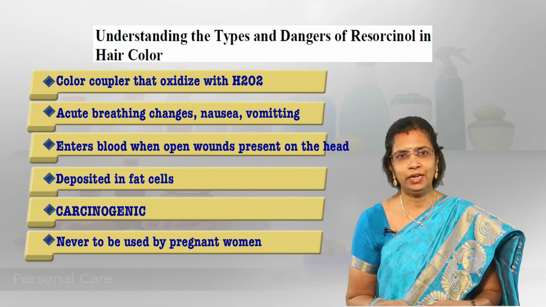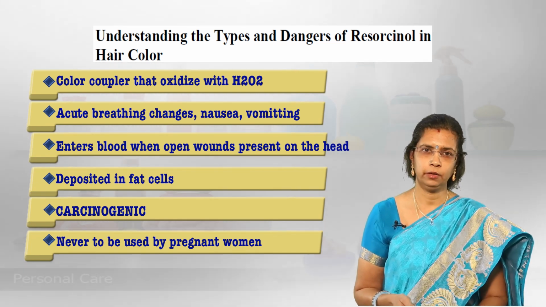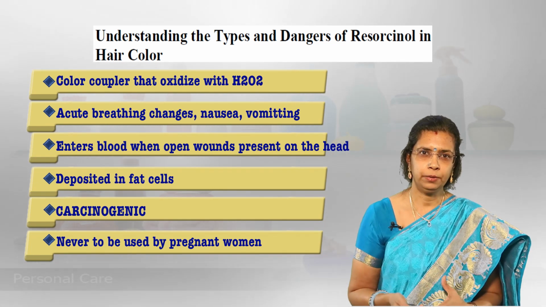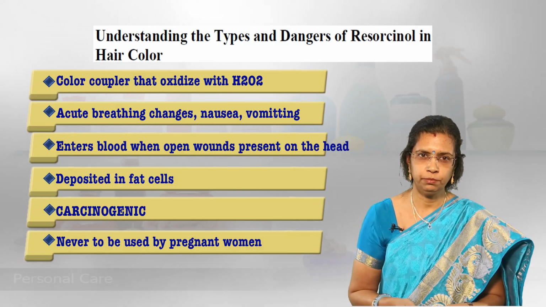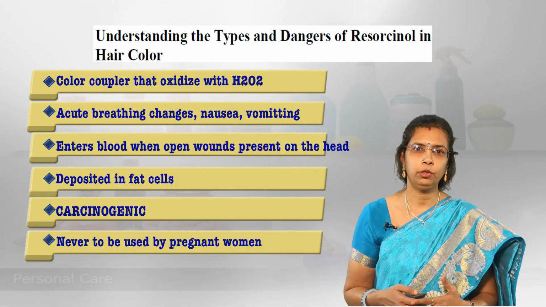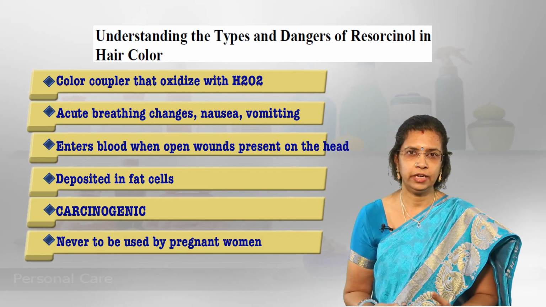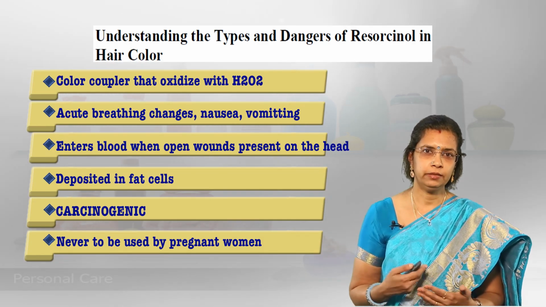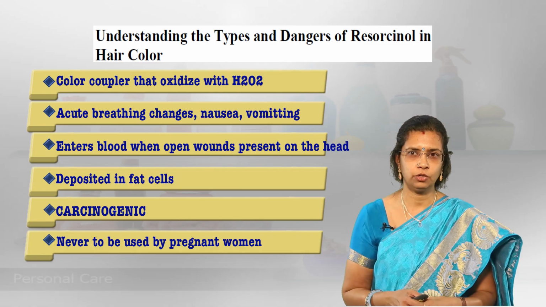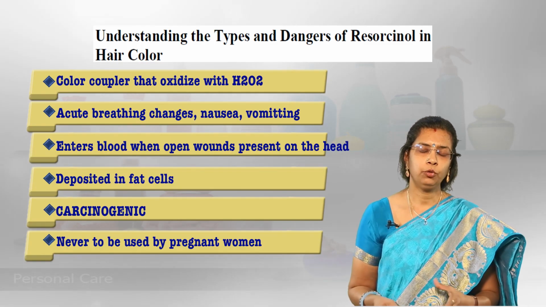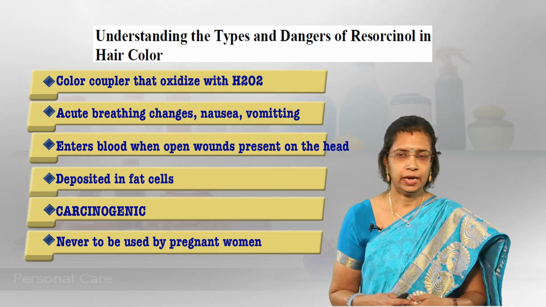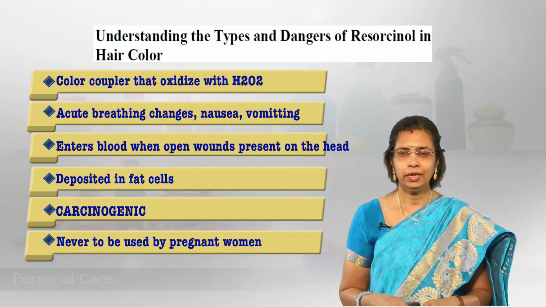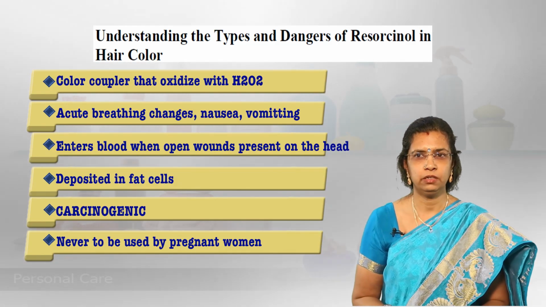Understanding the types and the dangers of resorcinol in the hair color. Now, there are these color couplers that are oxidizing with the hydrogen peroxide. This can cause acute breathing changes, nausea and then again vomiting. This can also enter the blood when the open wounds are present on the head. Then it could be deposited in the fat cells, and they are highly carcinogenic in nature and should never be used by the pregnant women.